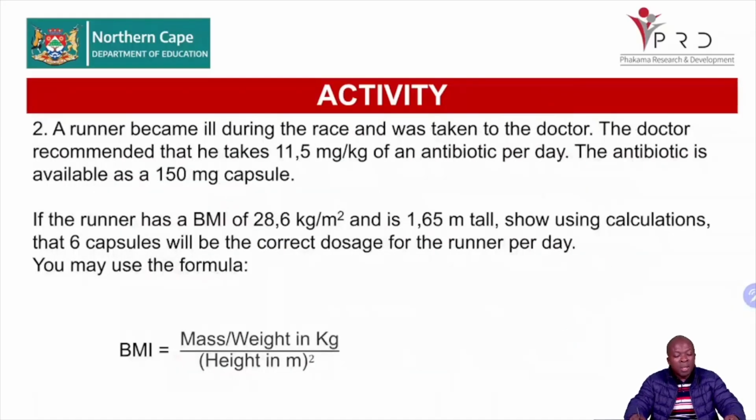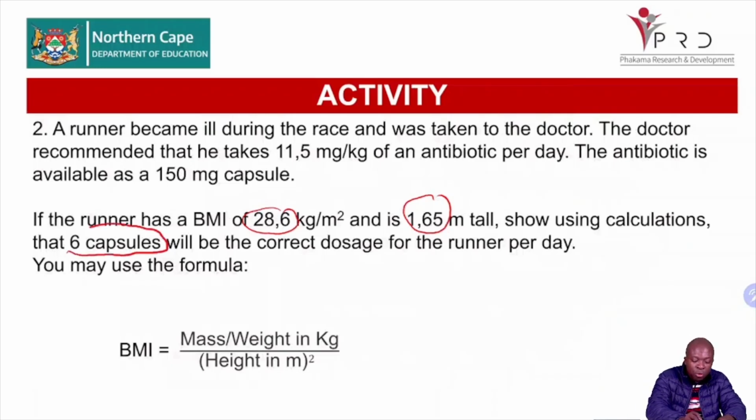All right, so now let's look at number 2. A runner became ill during the race and was taken to the doctor. The doctor recommended that he takes 11.5 milligrams per kilogram of an antibiotic per day. The antibiotic is available as a 150 milligram capsule. If the runner has a BMI of 28.6, and you can see as we work, you highlight 28.6, and is 1.6 meters tall, show using calculations that 6 capsules will be the correct dosage for the runner per day.